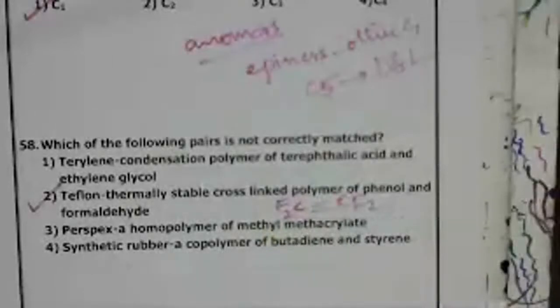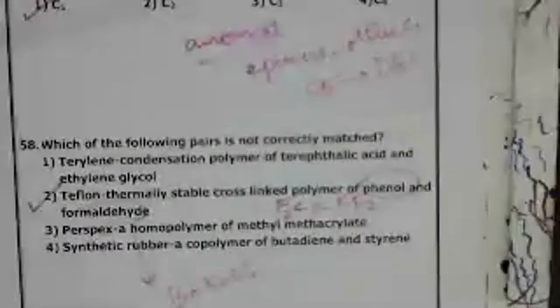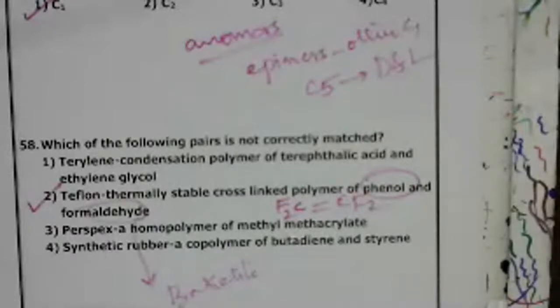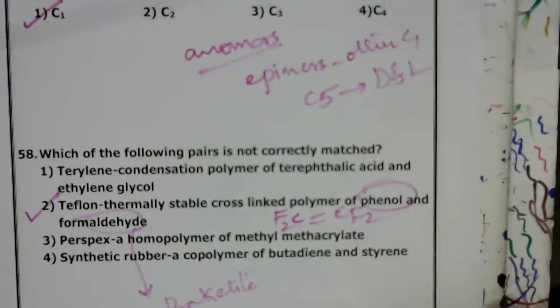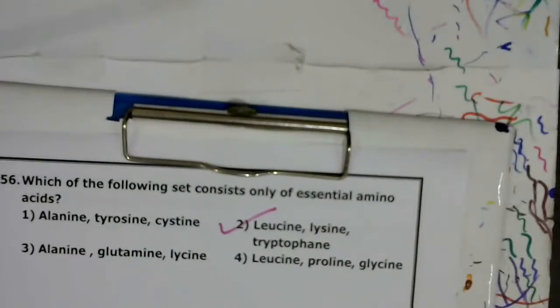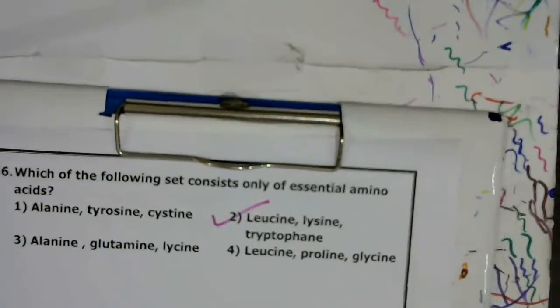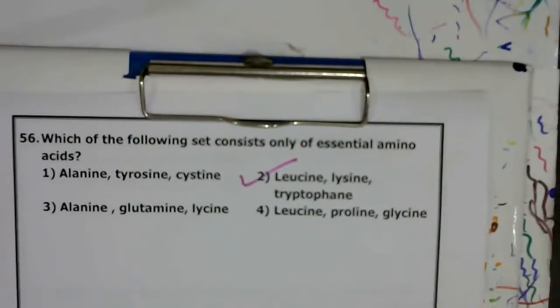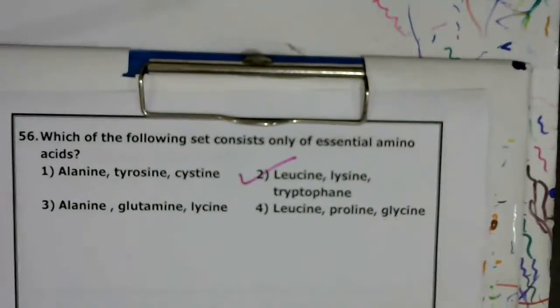Tetrafluoroethene gives Teflon. And phenol and formaldehyde will produce what, children? Bakelite. Phenol and formaldehyde also produce a polymer, but it is the bakelite polymer. Bakelite is used for making electrical switches as well as combs, cooker handles. All handles are made of bakelite. They are thermosetting plastics. They are condensation polymers.